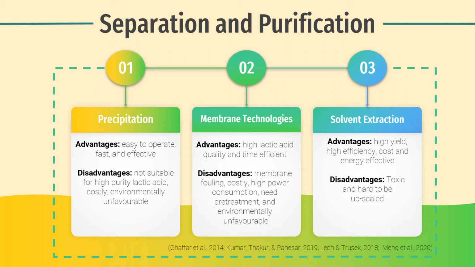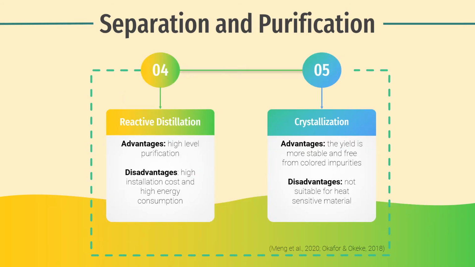The third one is solvent extraction. This method is capable of producing a high yield of lactic acid with high efficiency while being cost and energy effective as well. However, the system is still quite hard to upscale. The fourth one is reactive distillation, which is capable of producing lactic acid of high purity. However, it requires high installation cost and lots of energy to operate.